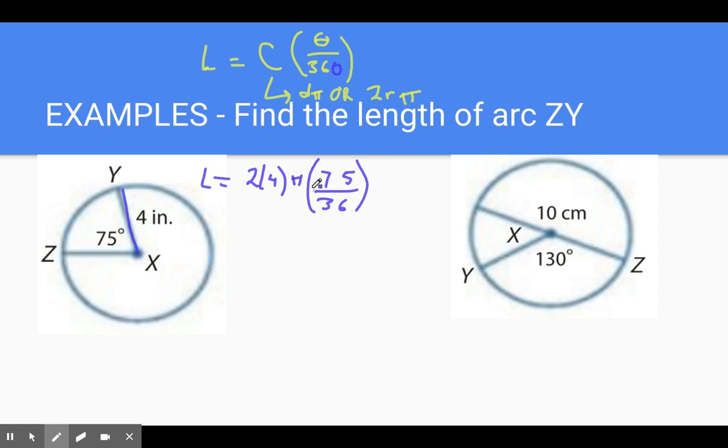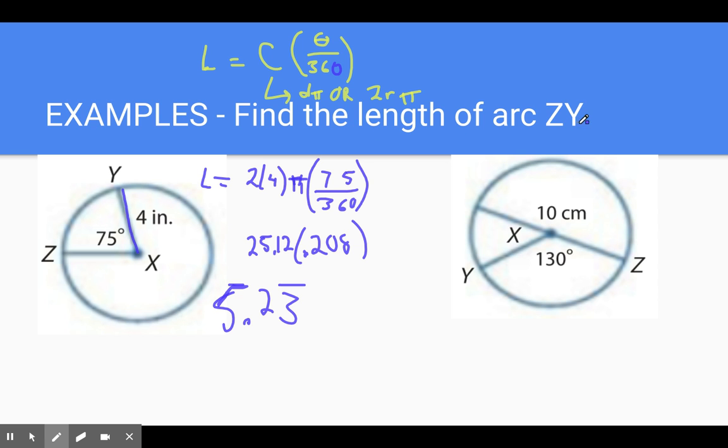Okay, and now we just type those into the calculator. Remember, that's supposed to be pi. That's bad writing. Shocker, Mr. Stanton having some bad writing. All right, so we do 2 times 4 times pi, or times 3.14. That gives you 25.12. And then we do 75 divided by 360, which gives us 0.208. And then we multiply those two together, times 25.12, which gives us about 5.23, and the 3 is repeated.